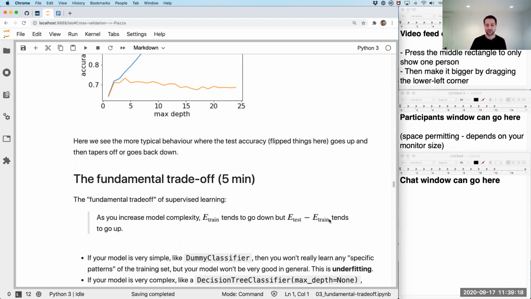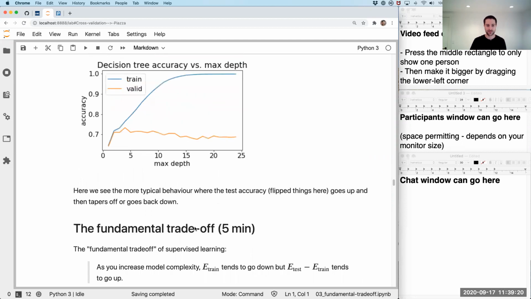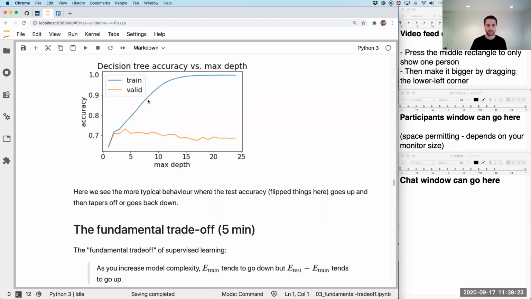But this difference of test minus train, this gap, tends to go up. And so if you look here and you think about the gap between the two lines, you can see that keeps going up. And so that's basically this fundamental trade-off, which is: should we use complex models or should we use simple models? Well, there's a trade-off, because making it more complex makes you do better on training, but makes this gap bigger. And so at some point, there's often this sweet spot in the middle where the gap is medium-sized, but the training accuracy is pretty good, and so the test accuracy ends up pretty good.